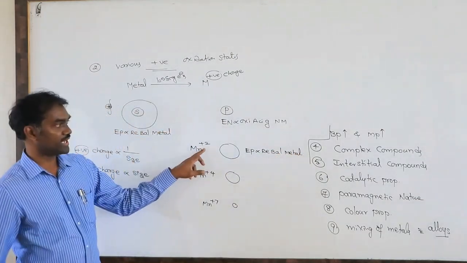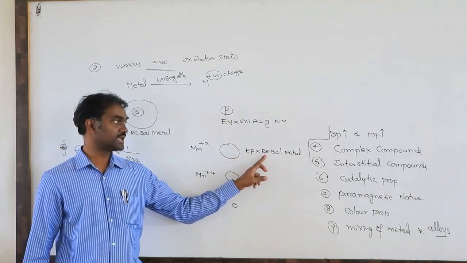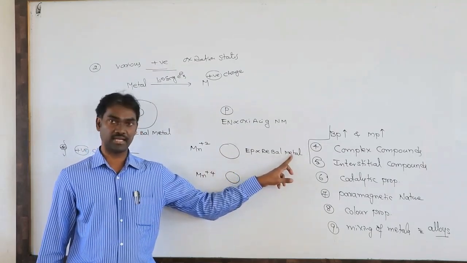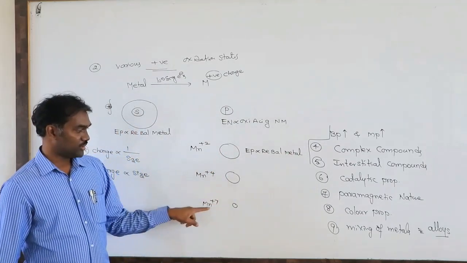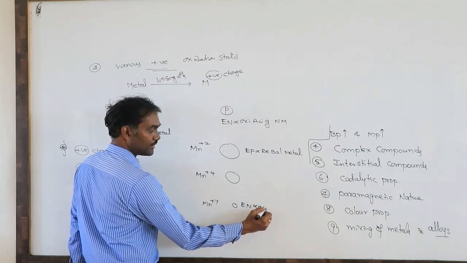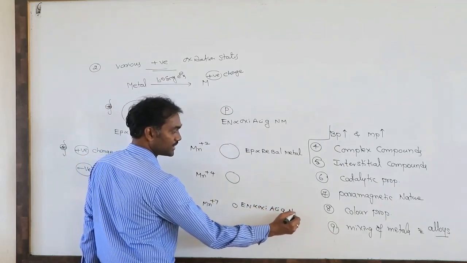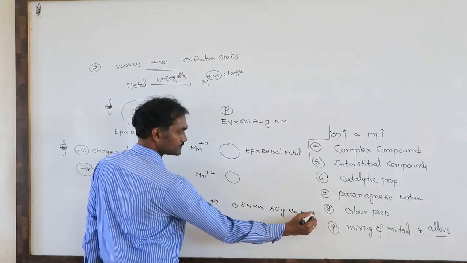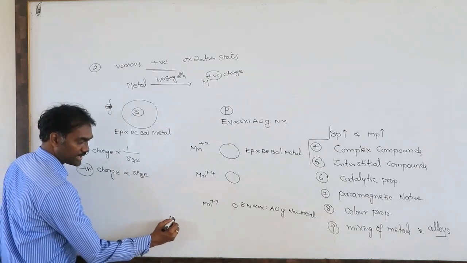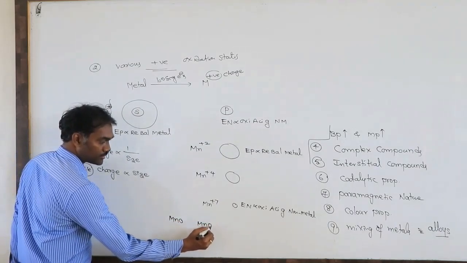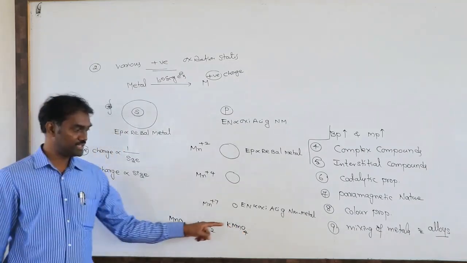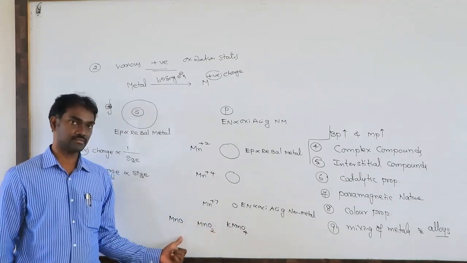So Mn plus 2 has high electropositivity, reducing nature, highly basic nature, and high loss of electrons, and it is showing metallic nature. Now coming to Mn plus 7, what is the property? Oxyacid, non-metal. In your examination, suppose they will ask about MnO, MnO2, KMnO4. In these three, which is acid and which is base, they will ask.